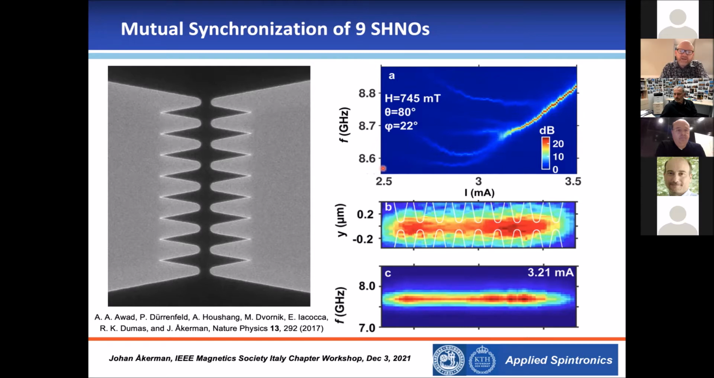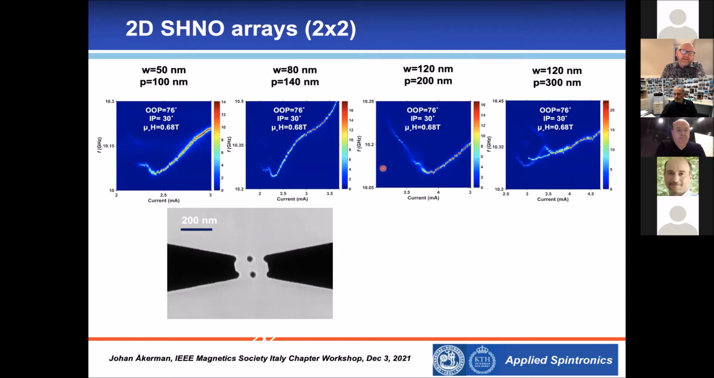We have then expanded this into 2-dimensional arrays. And here I start with the smallest such array, a 2x2 array, where we varied the size of the constriction from 50 nanometers to 220. And we varied the separation from 100 nanometers to 300 nanometers. And in all these cases, you see that they fully synchronize. There's just one signal at the end. When we have 300 nanometer separation, you can see that there are individual signals at the low current end. But when you put them closer to each other, it's harder to see that. Maybe they are indeed there when they are fully localized, but they do synchronize earlier when they're closer to each other. But all 4 of them do synchronize in a 2x2 array.